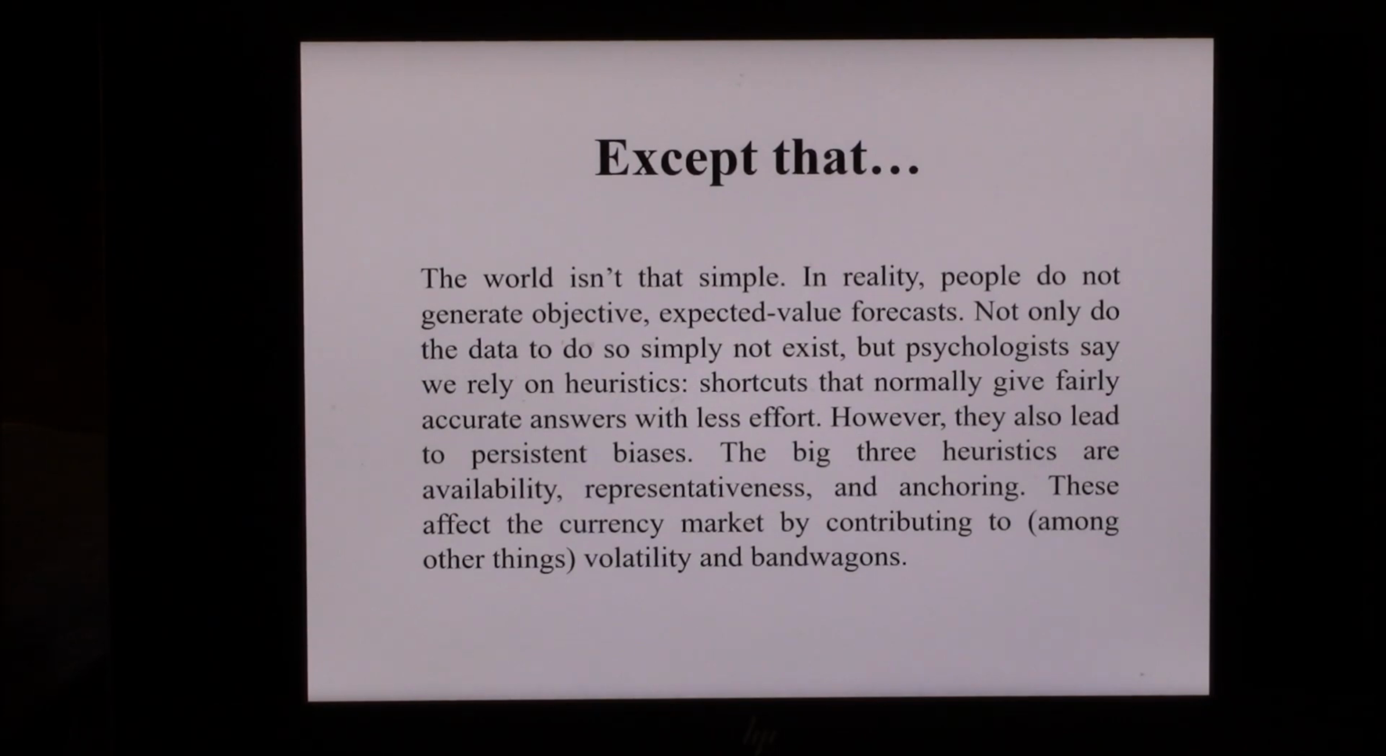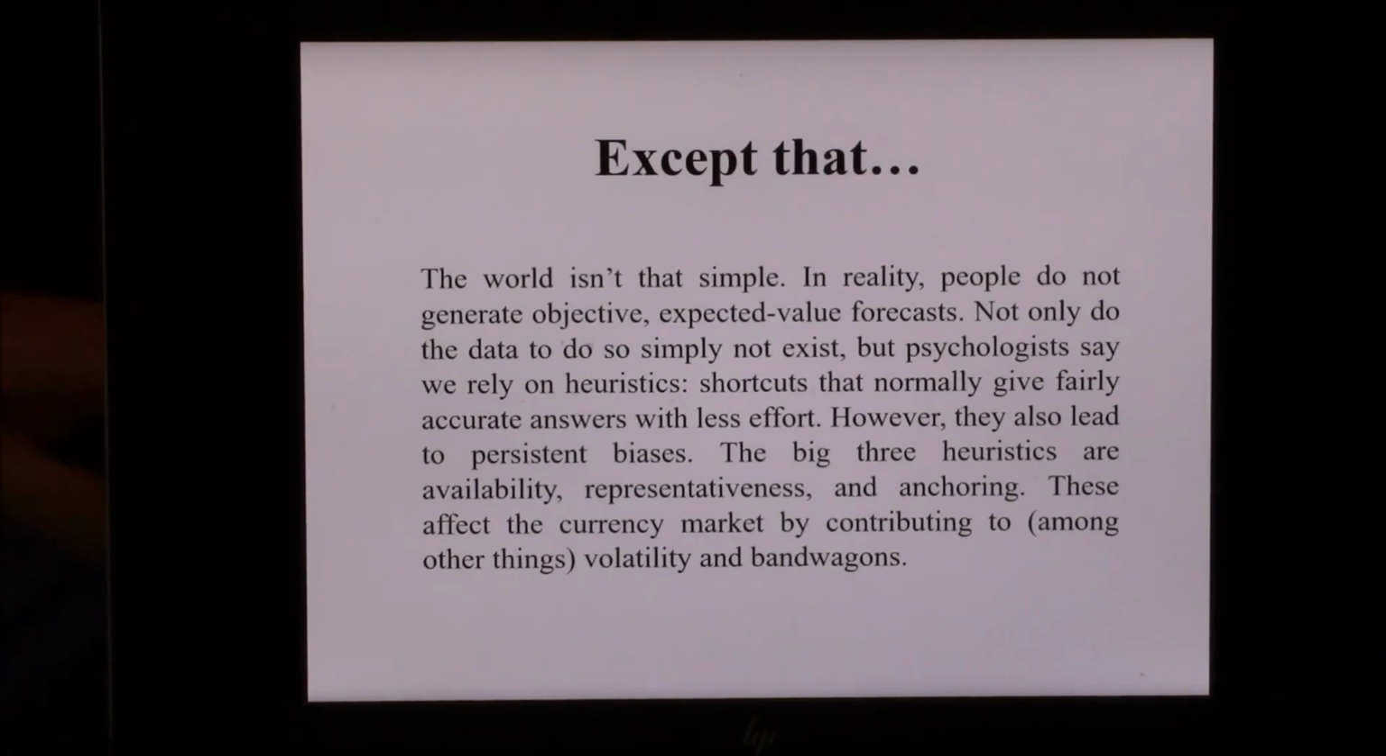Not only do the data simply not exist, which I just said, but psychologists say we rely on heuristics, shortcuts that normally give fairly accurate answers with less effort. However, they also lead to persistent biases. All this is in the book. The big three heuristics are availability, representativeness, and anchoring. These affect the currency market by contributing to volatility and bandwagons.